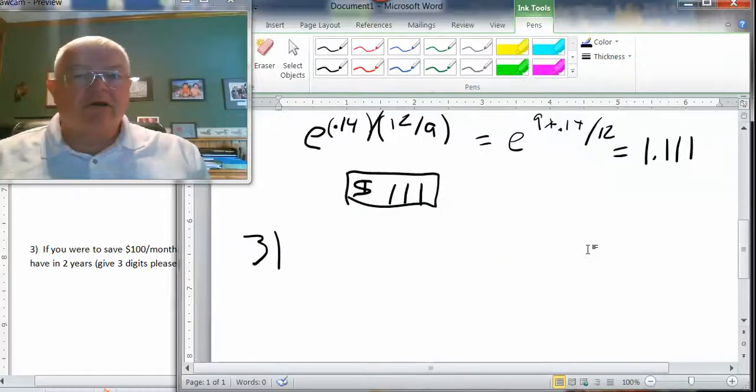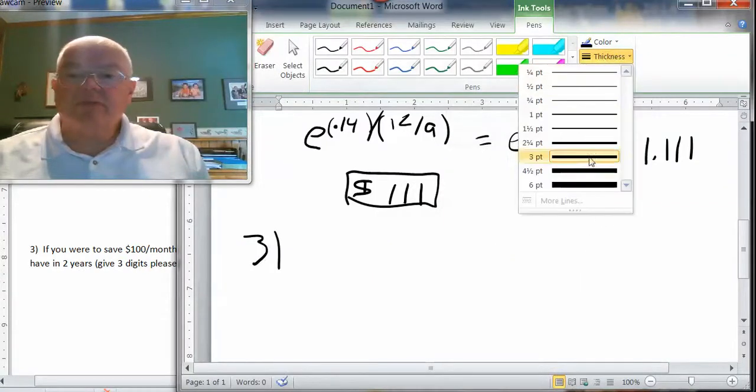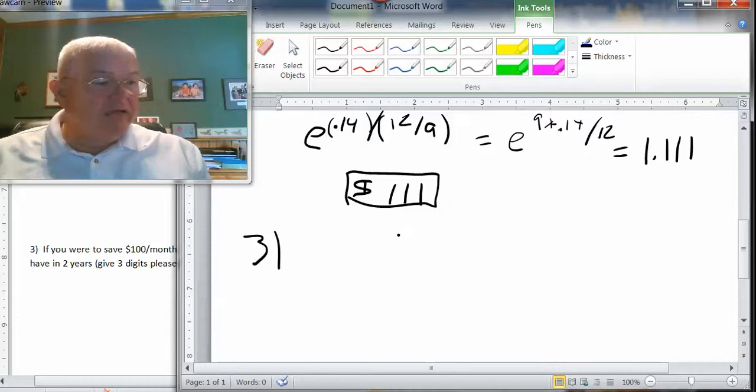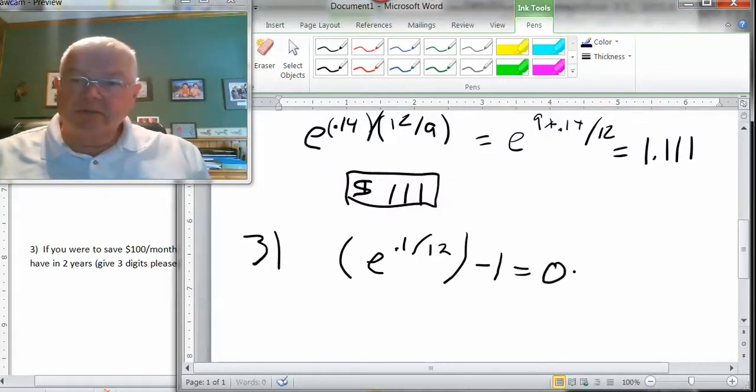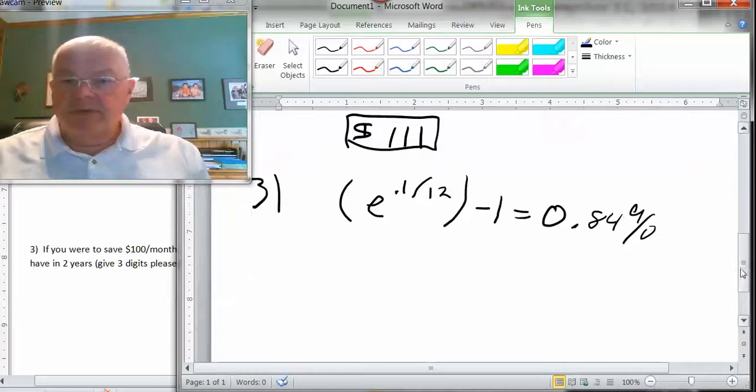So we start off, and let's find the interest rate first. The first thing is, what's the interest rate? Well, there's 12 compounding periods, so my rate is going to be e to the, what did I say it was a minute ago? I said it was 10%, 0.1, divided by 12 compounding periods in a year, minus 1, expressed as an interest. And so if I express that, I get 0.84% per month.